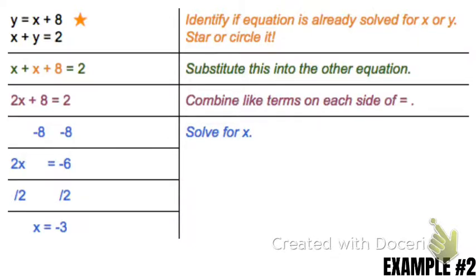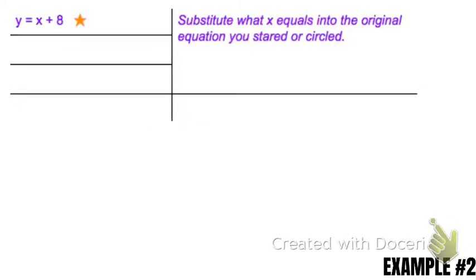And what we're going to do is use the fact that we know what y equals. Y equals x plus 8. That's why we starred it or circled it at the beginning. So let's go back to that, and we're going to substitute in what x equals into that original equation that we starred or circled. So if x is -3, I'm just substituting that in for x, and then -3 plus 8 is 5.